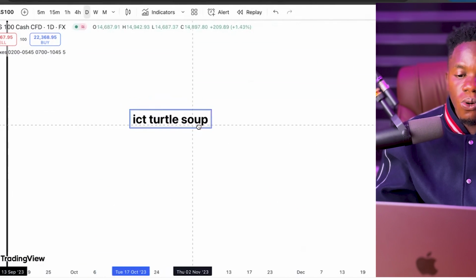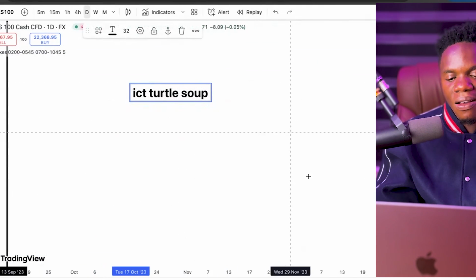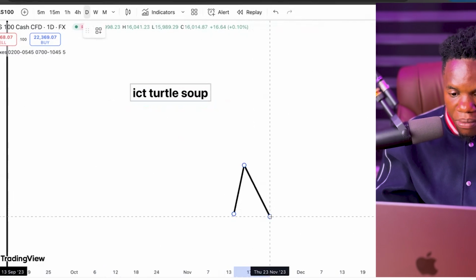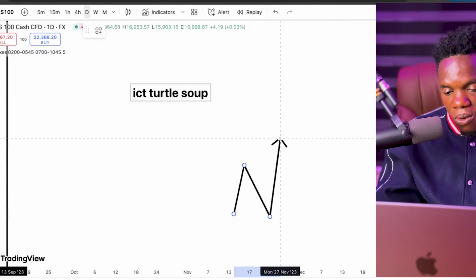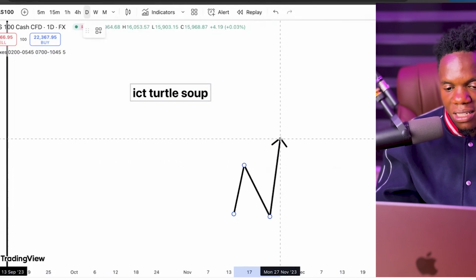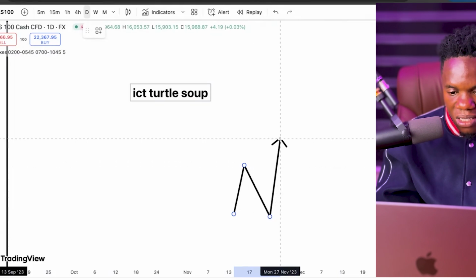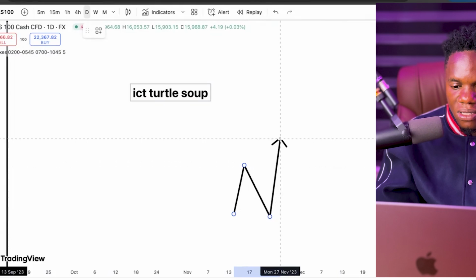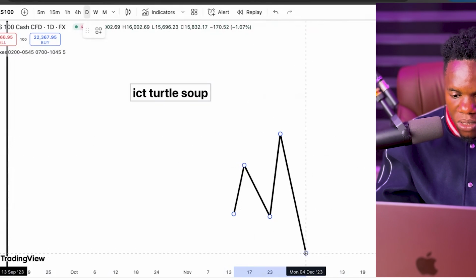What is an inducement? Inducement can also be called something like ICT turtle soup, because this is how it operates. Price will seek a level of liquidity. Price will come up here, seek this liquidity here. That's why I wasn't ready to explain liquidity yet, because I wanted to first of all be through with entry so that you guys understand. All right. But this is just how inducement works, okay? Price will take out a high and then use it to deceive some people and then fall to the downside.